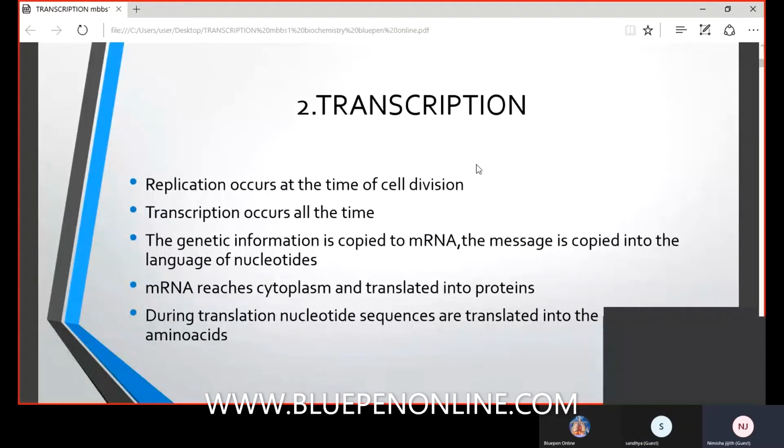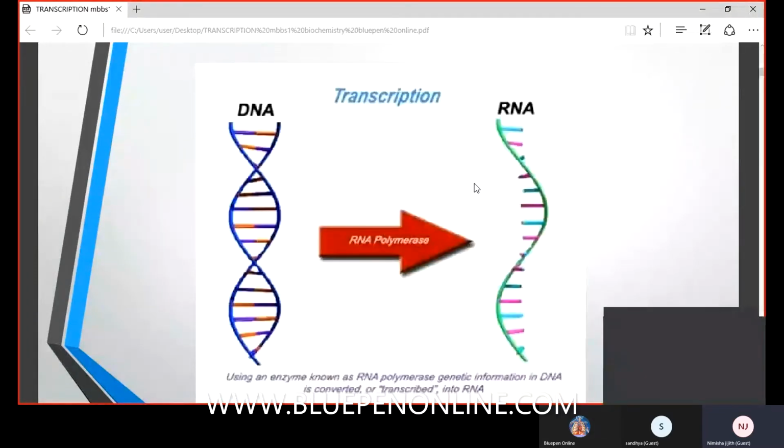You can see from the picture, DNA, that is blue color, that indicates newly formed DNA in presence of one enzyme. Here we use a special enzyme. It is known as RNA polymerase, RNAP. Because we are going to synthesize RNA, that's why we use RNA polymerase. So we synthesize RNA. What is the difference between DNA and RNA?